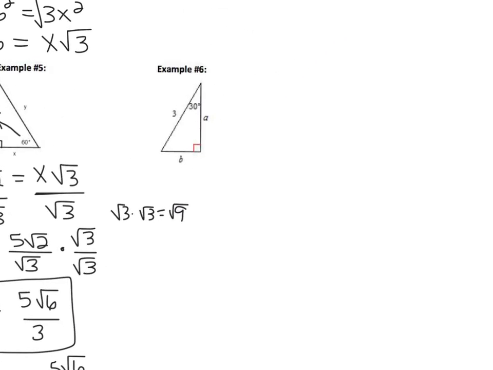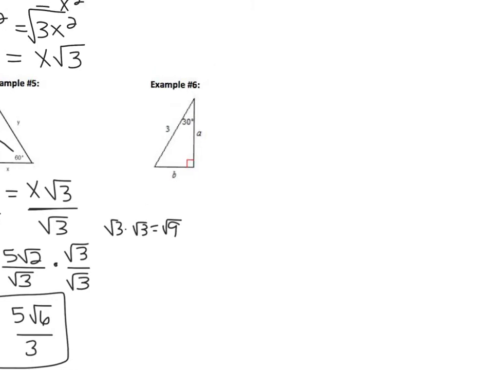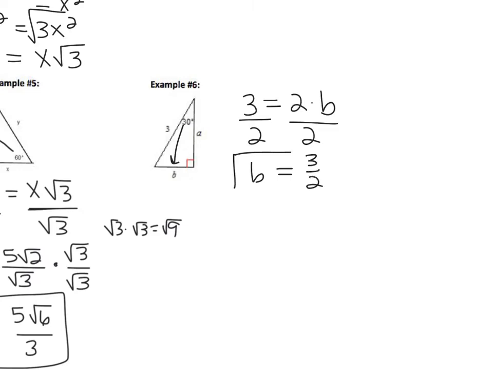Last example, we are given our hypotenuse. So we want to solve for the length of our shorter side first. Because we know our hypotenuse 3 is equal to 2 times the length of our shorter leg, which in this case, opposite the 30-degree angle, is b. So to solve for b, we'll divide both sides by 2, and we get that b is 3 halves. And we are going to leave it as a fraction.